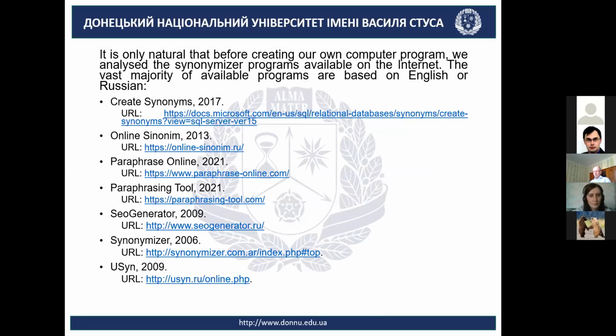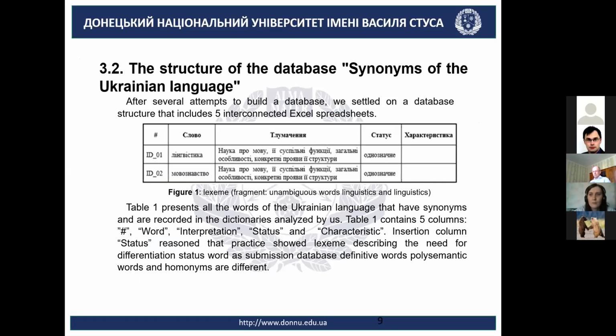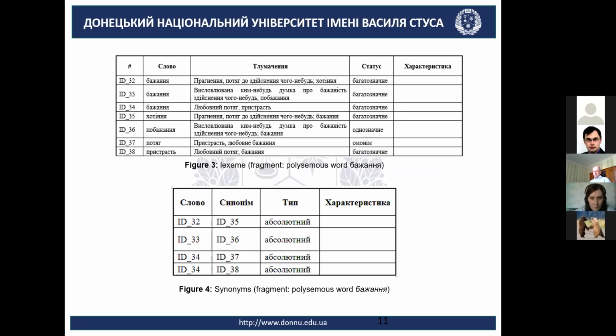There are some synonymizers already, usually for English or Russian, and with lexicographical works that we use to create our base. The structure of the database of synonyms of the Ukrainian language, as you can see, is very simple, but at the same time we can see that it's hard, for example, with a polysemous word, like бажання, where we should include all synonyms for all meanings of this word.